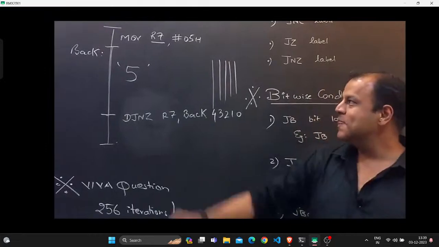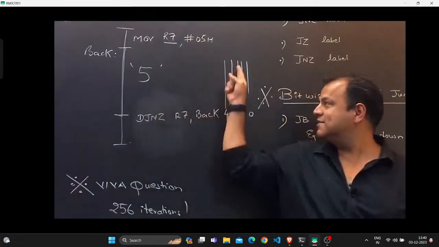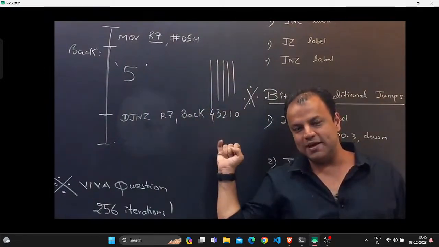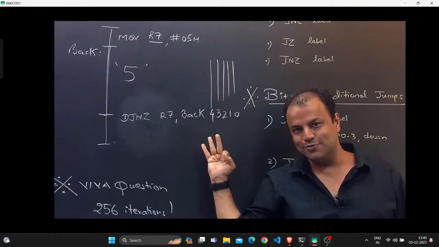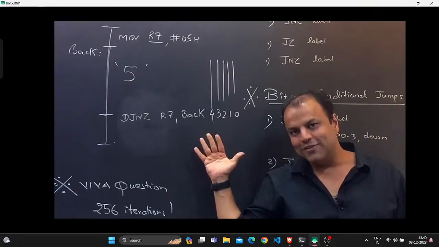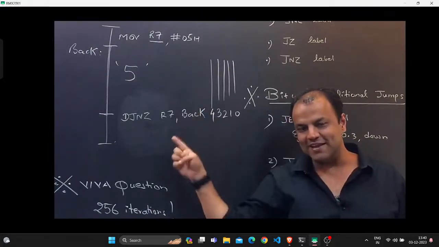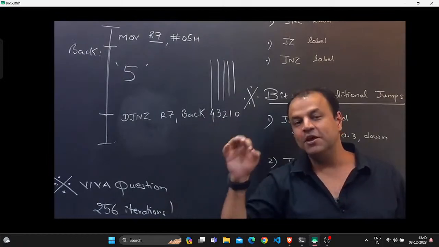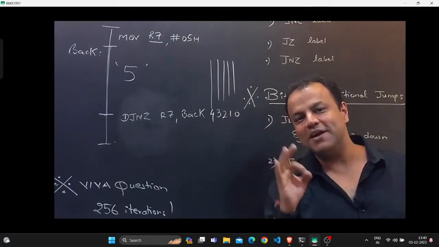How many iterations did it do? I've given a count of 5. Look at these lines. These lines are your iterations. Your first iteration count became 4, 3, 2, 1, 0, the loop breaks. That means you did this section 5 times. Did you understand this? You give a count of 5, you get exactly 5 iterations.